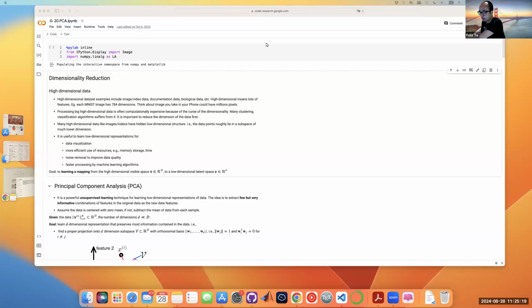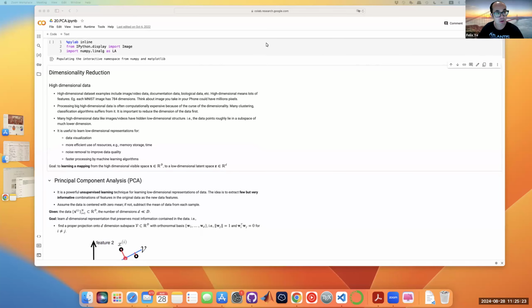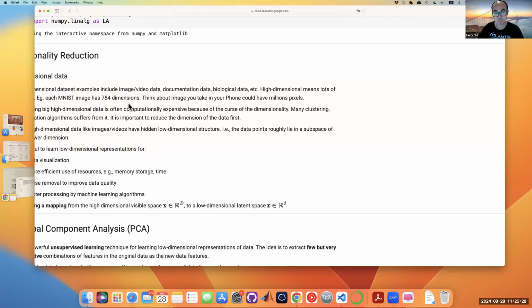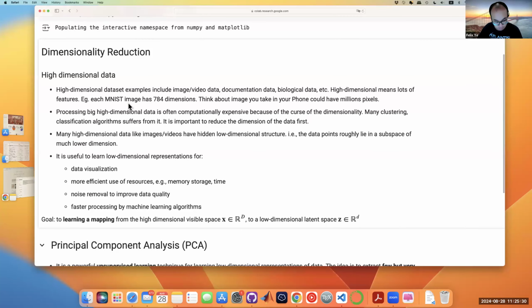Okay, so in today's lecture, we're going to talk about dimension reduction. Dimension reduction is another important part of unsupervised learning. So just to give you some motivation.